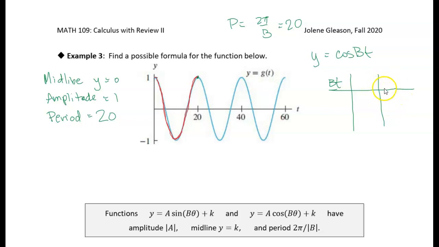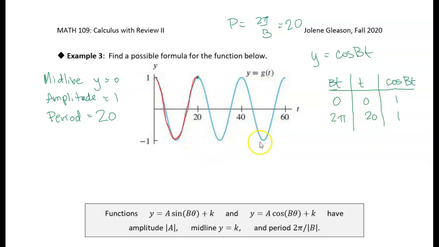So sometimes if I forget, or if I'm not quite sure if I'm remembering that formula correctly, then I just think about it. I have a function that varies from 0 to 20. It completes one cycle from 0 to 20, and I start at 1 and I end up back at 1. But now what does bt have to be, right? Normally cosine cycles between 0 and 2 pi, right? So one cycle, so bt has to go from 0 to 2 pi when t goes from 0 to 20.